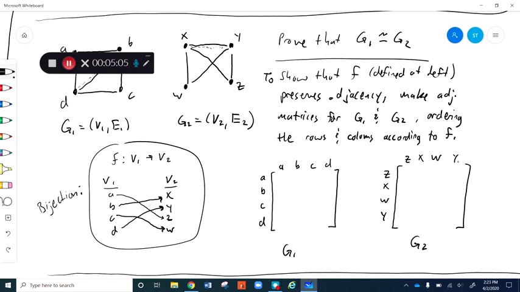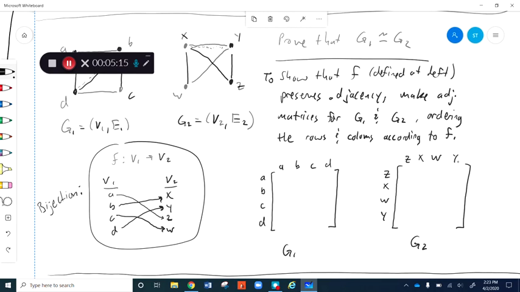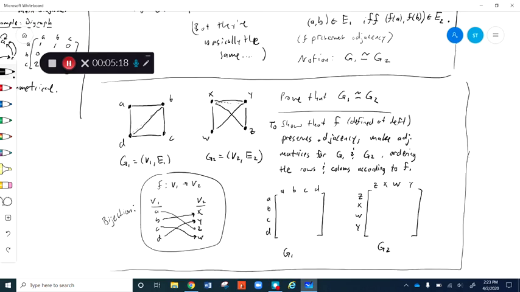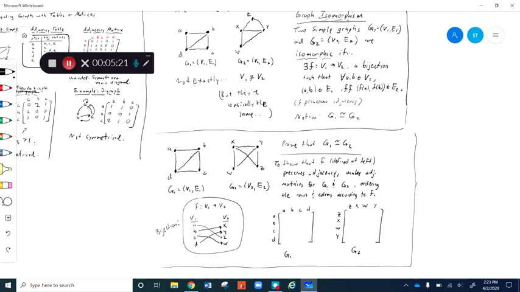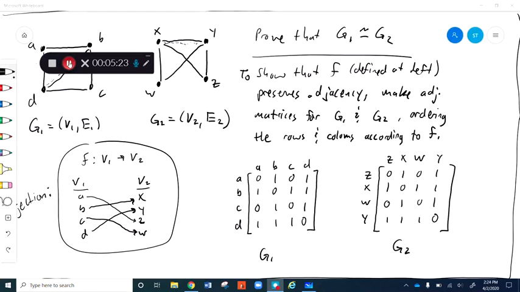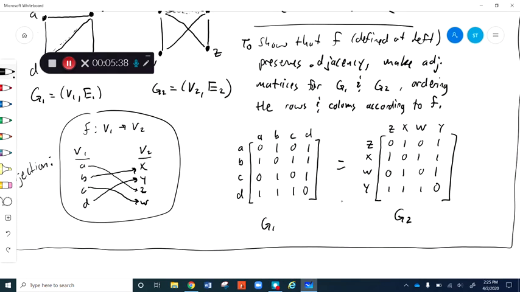Now I'm going to make the adjacency matrices. I'm going to pause the video and write all those entries in. You can do the same. All right, there we go. So I have made the adjacency matrices for G1 and G2, and we see that they are equal to each other. So we can wrap up our proof with a short couple of sentences at the end.